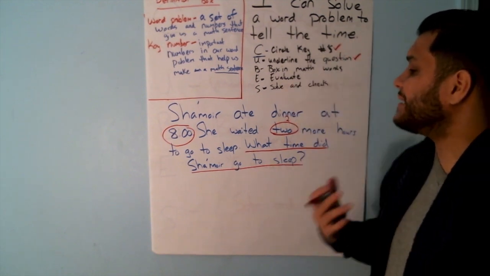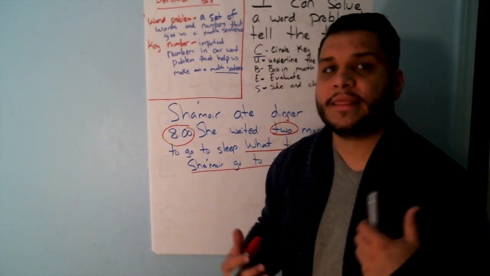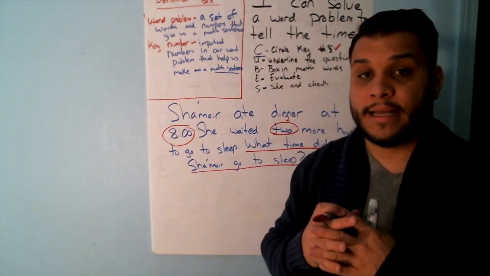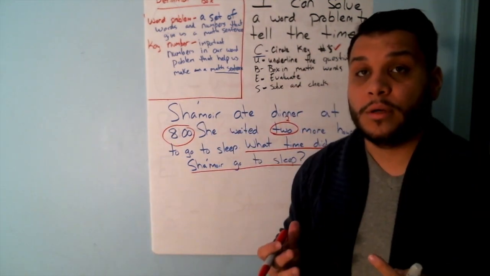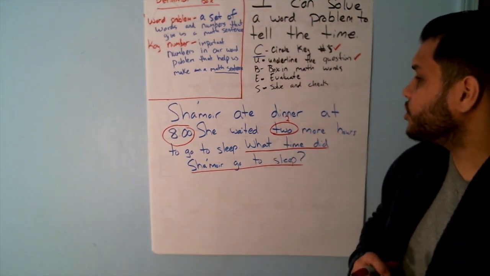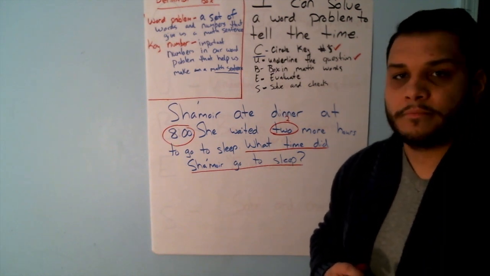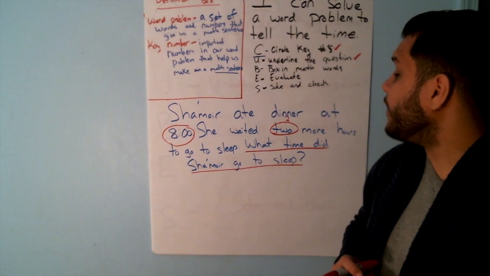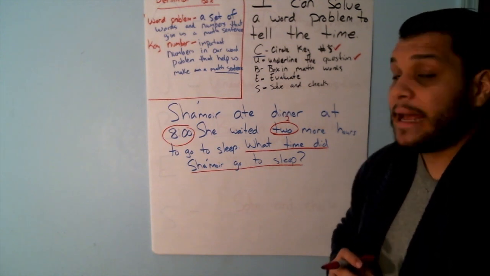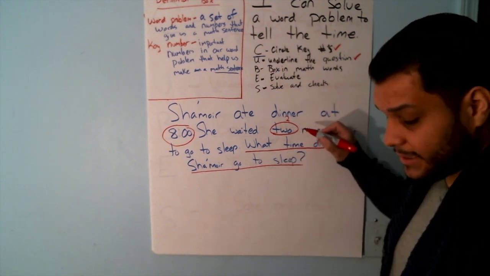Next it says box in math words. Math words for addition can be things like more, in all, together, in total. Which word here can help us out? Shamor ate dinner at 8. Any math words there? No. She waited 2 more hours to go to sleep. Any math words there? Yes, the word more is a math word.